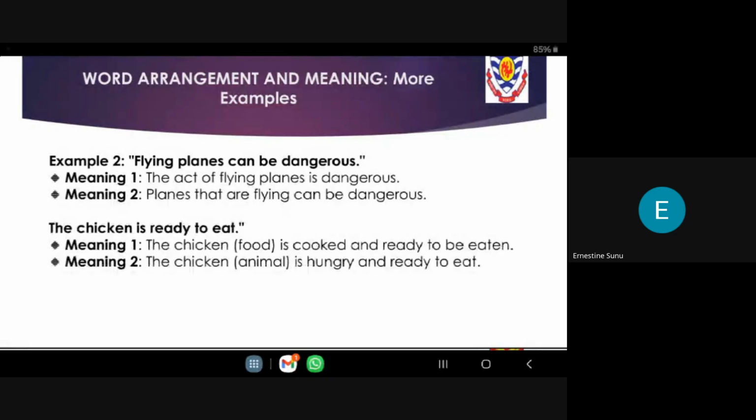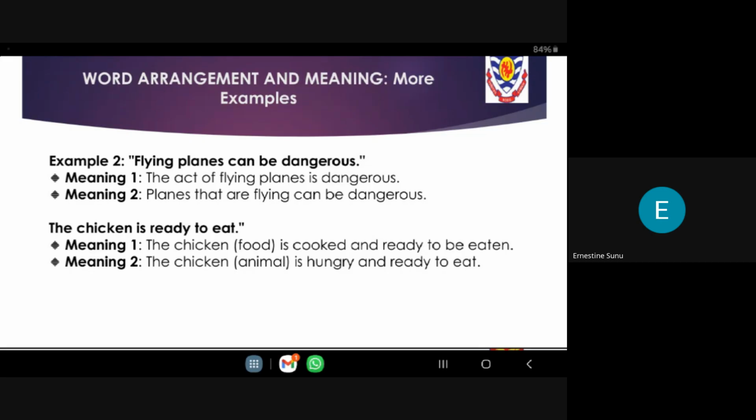Okay, so these are other examples. Flying planes can be dangerous. So planes that fly can be dangerous. That's one meaning. And then you, the one also acting on the plane, by flying it, it can be dangerous to you. So you can see that because of how the words have been arranged, there is some sort of structural ambiguity.